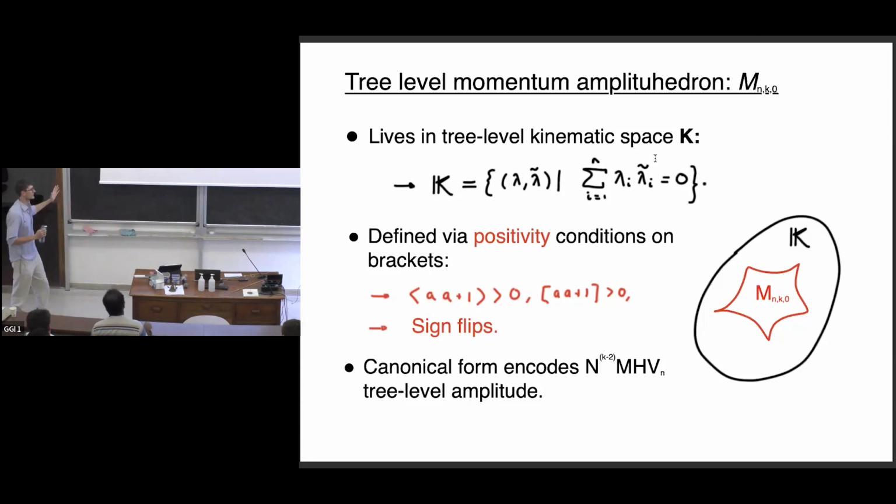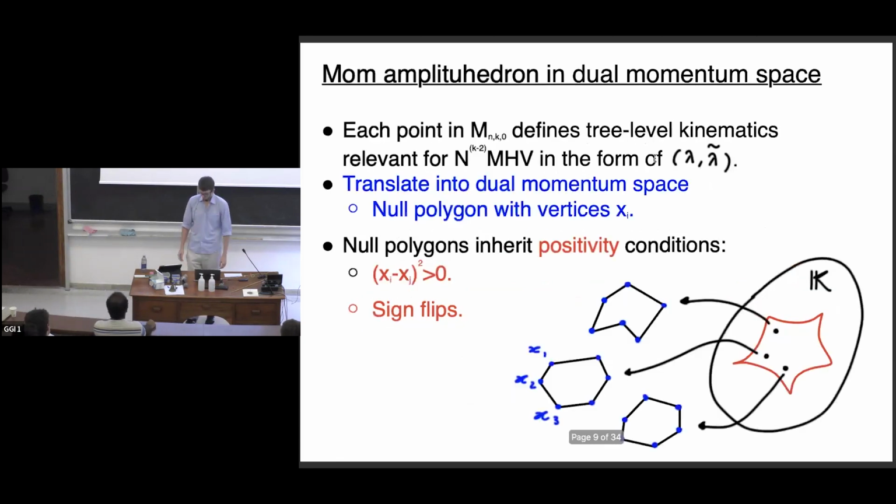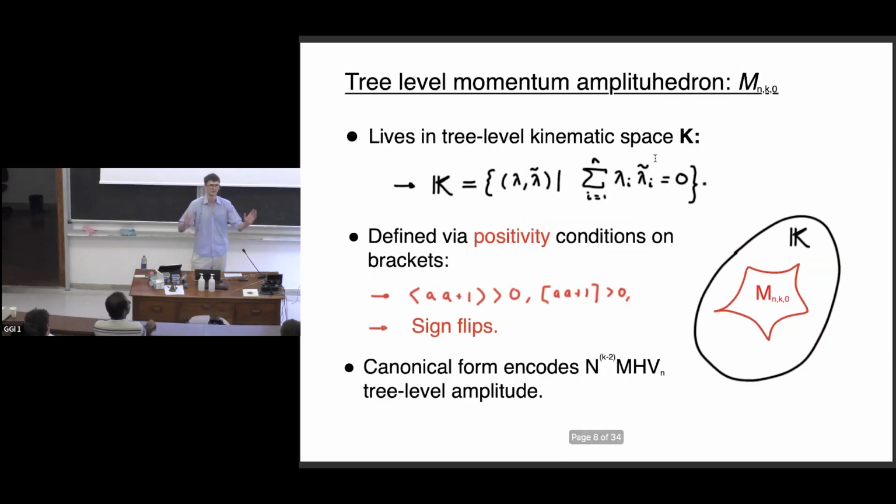The precise definition I'm not so interested in. It's just this picture of having some region of the kinematic space defined by some positivity constraints. And if I calculate the canonical form of this red positive region, this will encode for me tree level scattering amplitudes for N=4 super Yang-Mills. K is just the space of tree level kinematics.